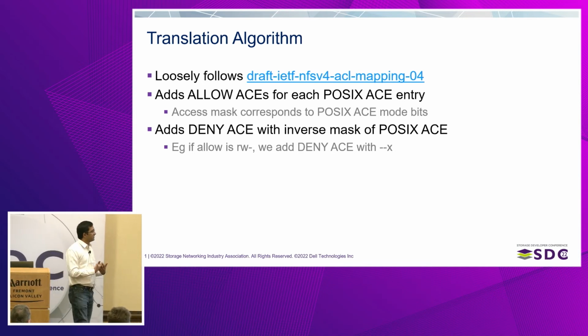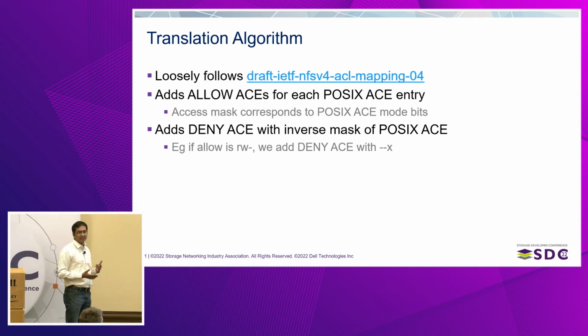So if I were to summarize, we talked about the first match semantics and all that stuff, right? So what we really do here is for every POSIX ACE entry, we translate that to an NTFS ACE, and then that is followed by another entry, which is a deny, right? And the deny is for the same trustee, and the deny has what I would call the inverse of the allow entry's mask. An example of this: if the allow is RW dash, then the deny will have dash dash X. Why do I do that? Because I want to enforce first match semantics, as we saw earlier.